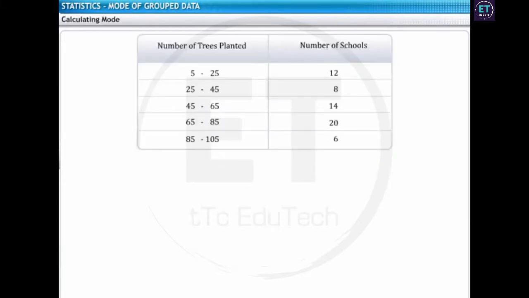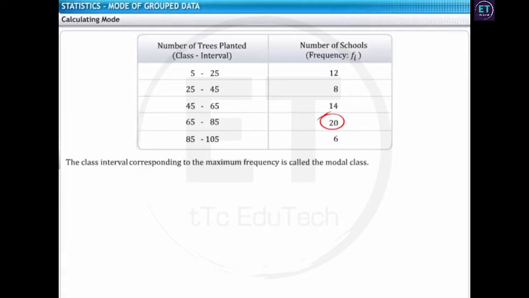The table represents the class interval of the grouped data and the frequency for each class interval. The first step towards finding the mode of the grouped data is to locate the class interval with the maximum frequency. In the given data, the maximum frequency is 20. The class interval corresponding to the maximum frequency is called the modal class. Here the modal class is 65 to 85, as it corresponds to the maximum frequency of 20.